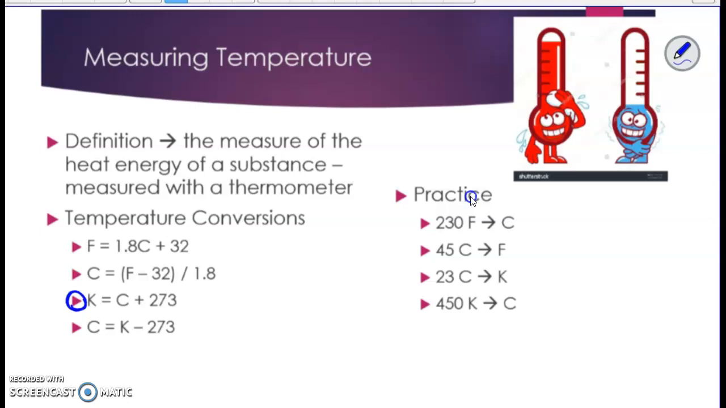So Fahrenheit equals 1.8 times degrees Celsius plus 32. Celsius equals Fahrenheit minus 32, then that quantity divided by 1.8, and Kelvin is Celsius plus 273. These equations are algebraic, so you just plug in the number that you have and solve. Please pause the video and try the practice problems. Don't forget to round for proper significant figures.